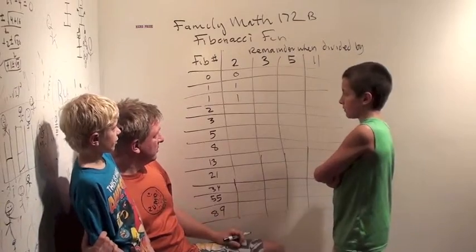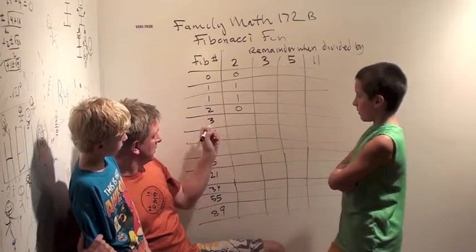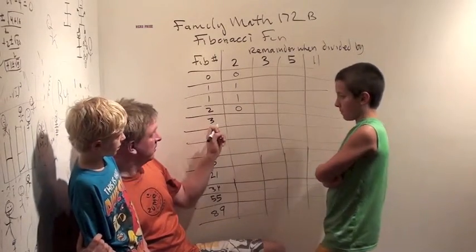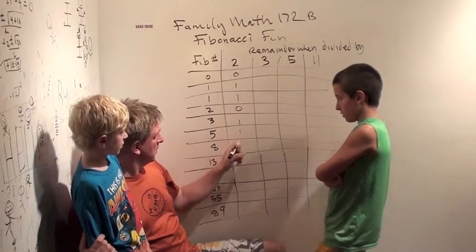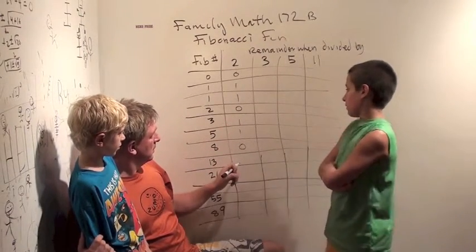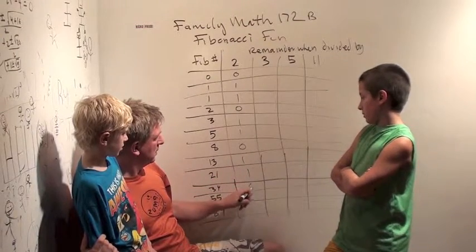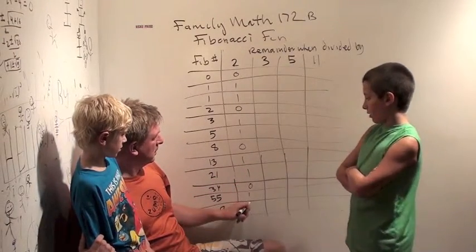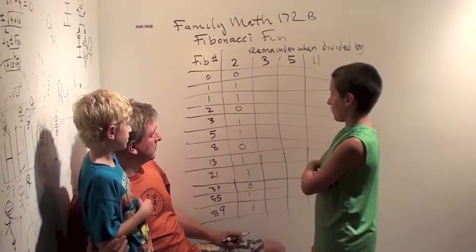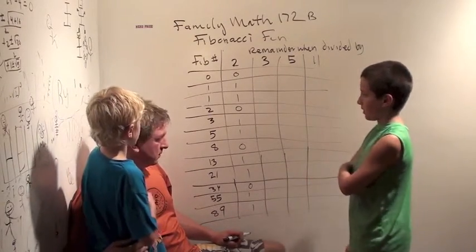2 divided by 2? 0. 3 divided by 2 has a remainder of 1. Then 1. Then 0. Then 2 more 1s. 0. And 1, 1. Okay, it seems like 0, 1, 1, 0, 1, 1, 0, 1, 1.